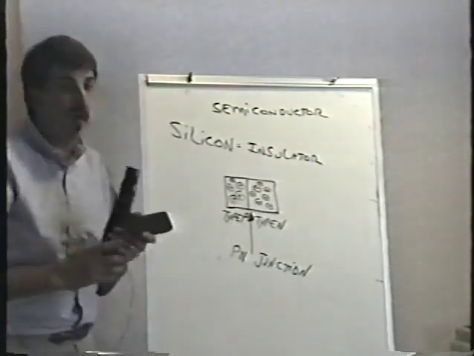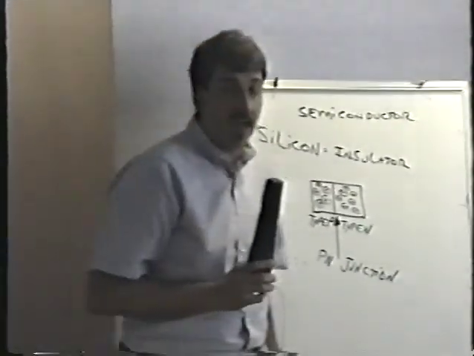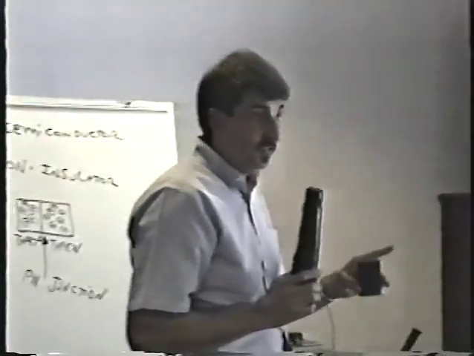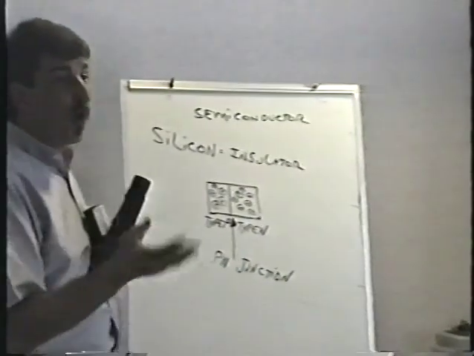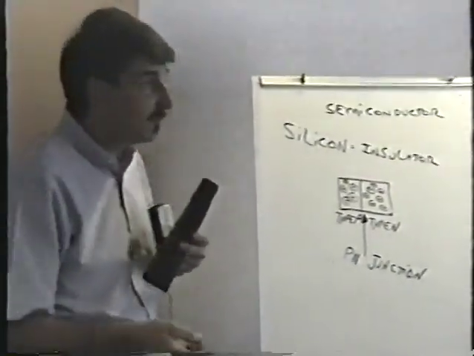The reason it's important is that when we test diodes, and as you'll see later on when we test transistors and even integrated circuits, what we're going to do is test this PN junction and see if it is working properly or not. Now, of course, I'm going to tell you how to do that in just a few minutes.